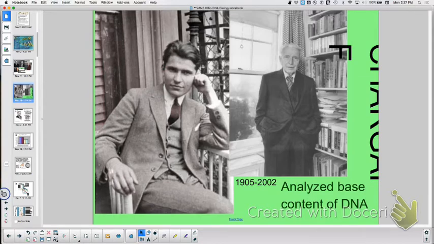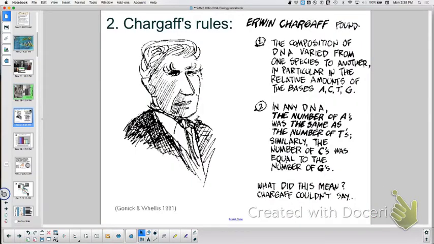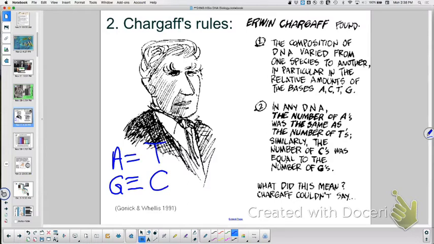Chargaff said a couple of things. One thing that Chargaff said was the composition of DNA is going to vary, you know, how many adenines, thymines, guanines, and cytosines in each species you have. But here's what's for sure. However many adenines you have, that will be equal to the number of thymines. However many guanines, that will be equal to the number of cytosines. Perfect. So that was good information.